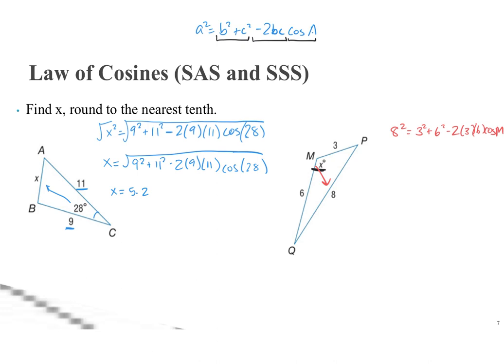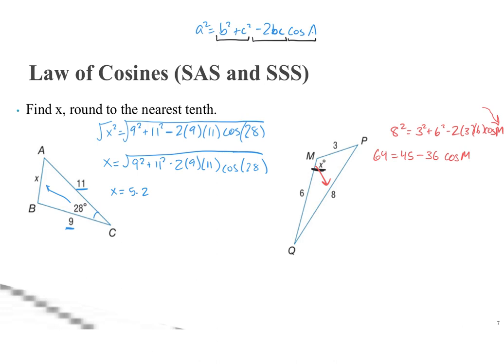Now, because the variable is all the way over here, we got to do some work to get it in calculator ready form. So let's simplify. This is 64 is equal to 9 plus 36. 9 plus 36 is 45. Minus, negative 2 times 3 times 6 is negative 36 cosine of M.